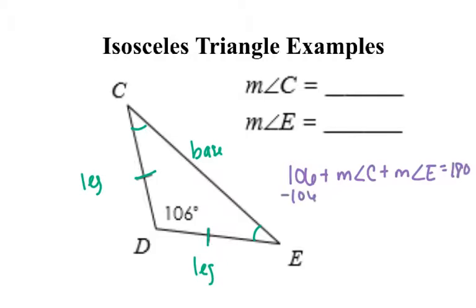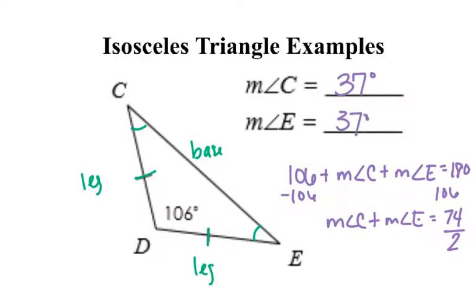If I subtract 106, I know that when I add angle E and angle C, I have to get 74. And I know that both of those are the same angle, so I'm just going to divide this by 2. And I get that both of those angles have to be 37, because it's the only way I'm going to get a triangle that equals 180 degrees.